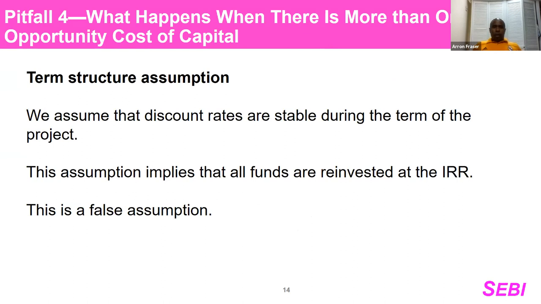So the question that is asked is, what happens when there is more than one opportunity cost of capital? There are cases where a company may undertake an investment, and at the start of that investment period they have one opportunity cost of capital, but they recognize that going forward, at some juncture, that situation will change.